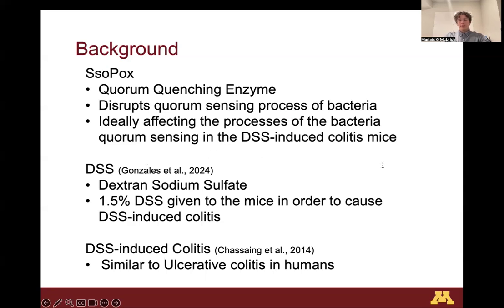DSS-induced colitis is a beneficial model for this because of the similarities that it has to ulcerative colitis in humans. These similarities include inflammation of the intestines and damage to the large intestine.